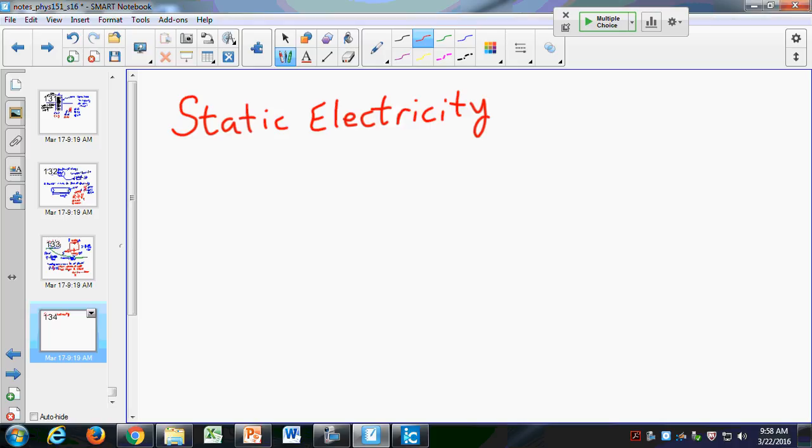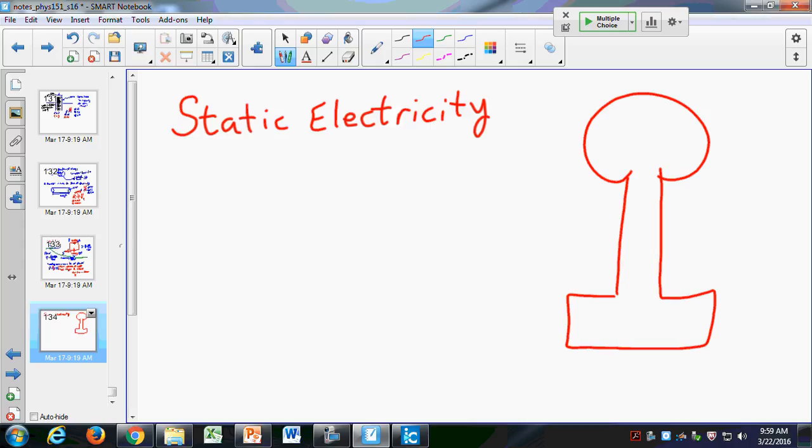All right, so I'm going to show you this. This is called a Van de Graaff generator. A Van de Graaff generator looks like this. There's a belt that runs inside of it, like this, and this belt goes around and around. So it goes up and in this direction. It just loops around and around. It's kind of like a big conveyor belt, but on end.